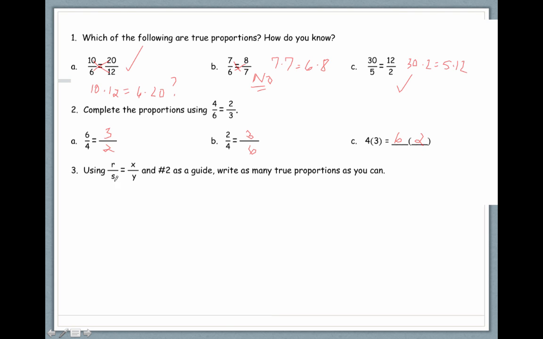Similarly, if I have r over s is x over y, then I can first of all say s over r is y over x. And I can also say that x over r is y over s. And I can also say that s times x is r times y. So you get actually a lot of handy relationships if you know a proportion.